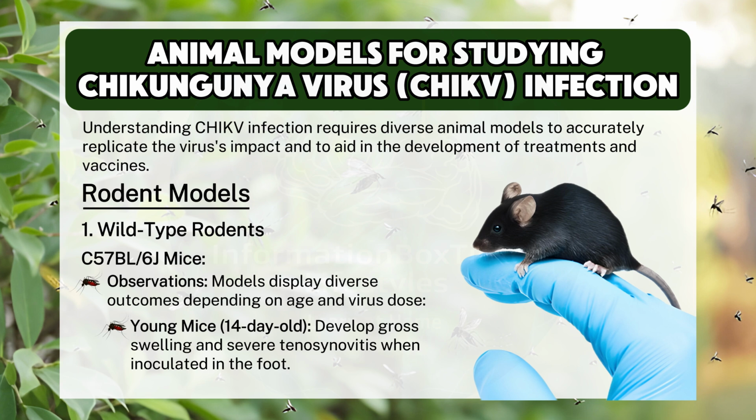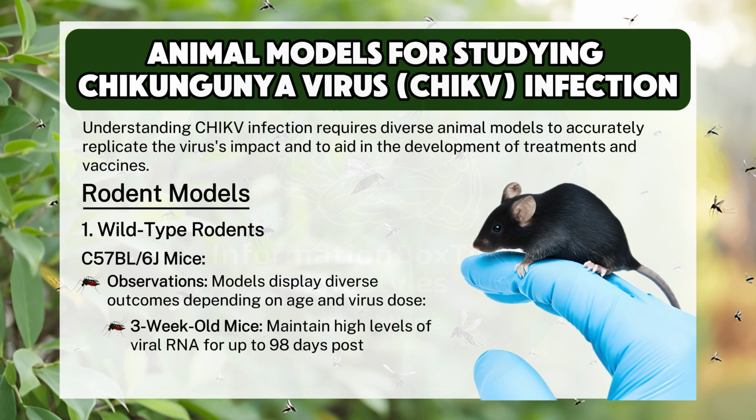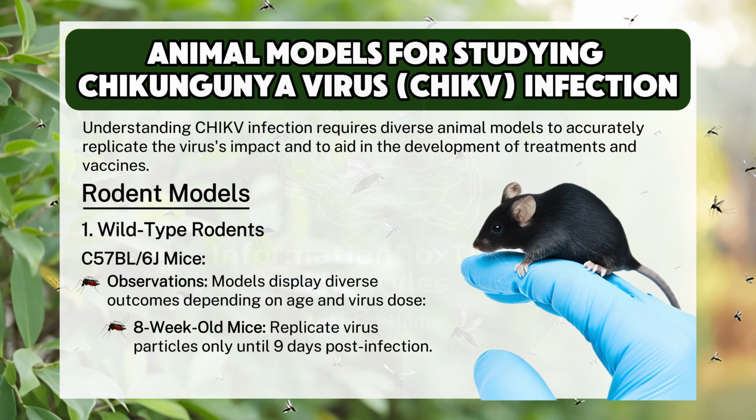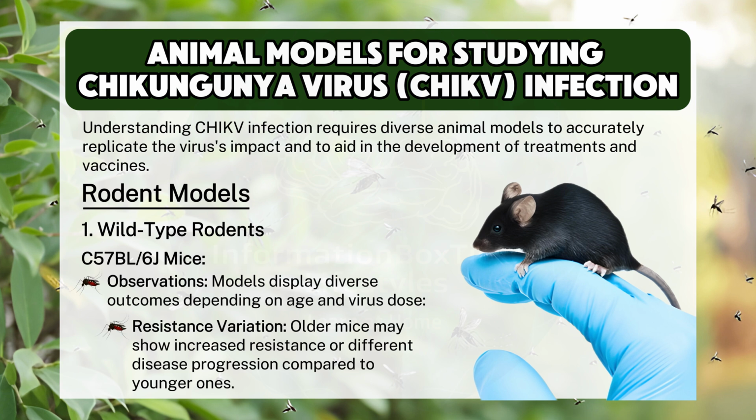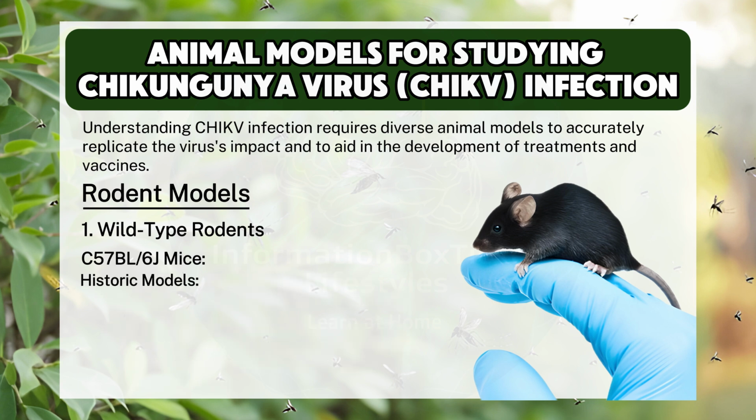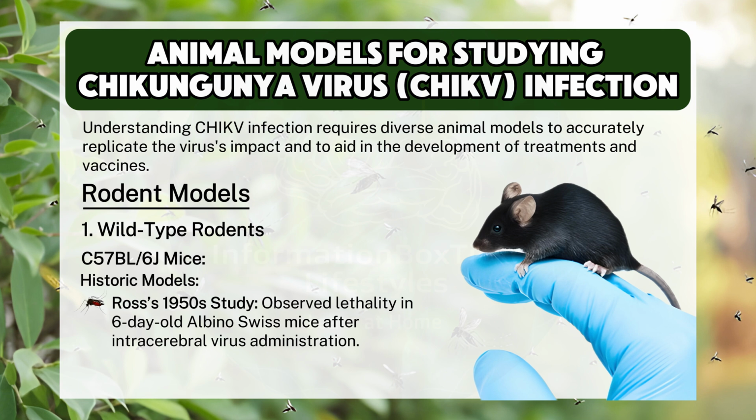Young mice, 14 days old, develop gross swelling and severe tenosynovitis when inoculated in the foot. 3-week-old mice maintain high levels of viral RNA for up to 98 days post-infection. 8-week-old mice replicate virus particles only until 9 days post-infection. 18-month-old mice show prolonged viremia and severe joint pathology. Resistance variation: older mice may show increased resistance or different disease progression compared to younger ones. Historic models: Ross's 1950s study observed lethality in 6-day-old albino Swiss mice after intracerebral virus administration.